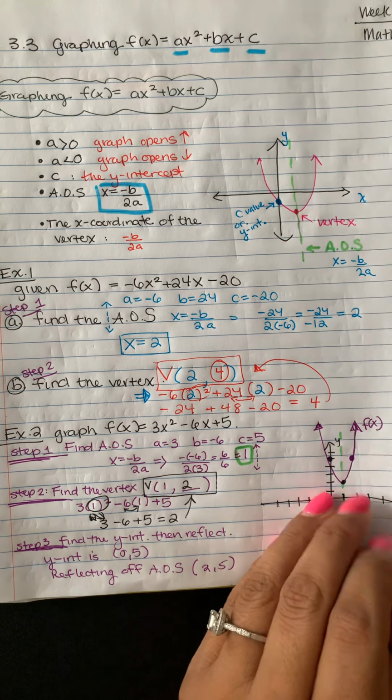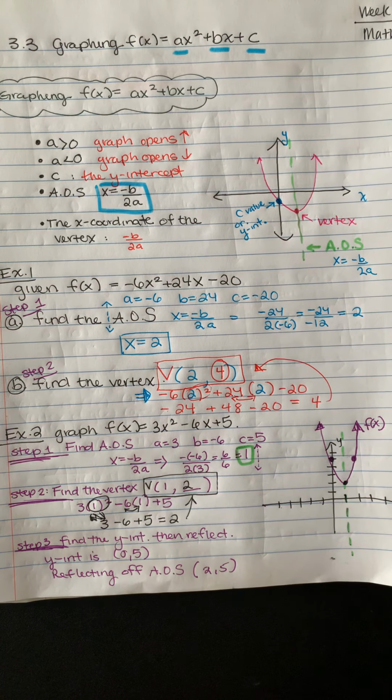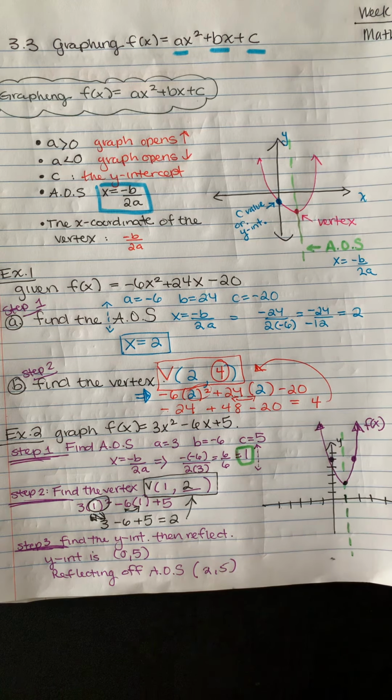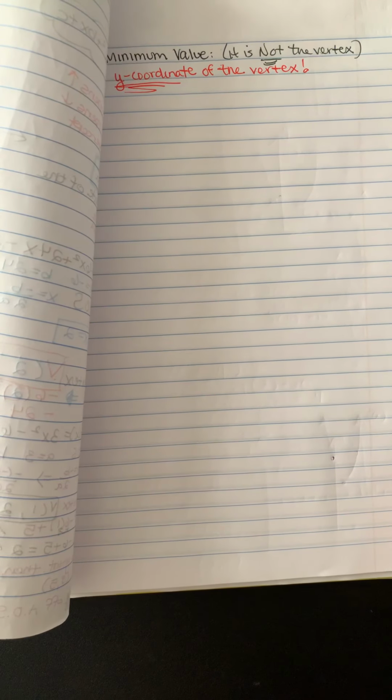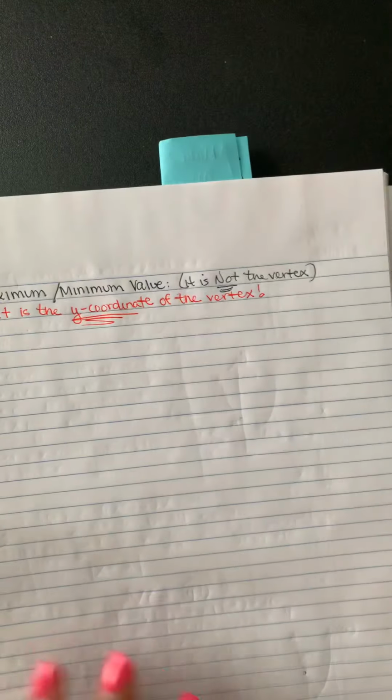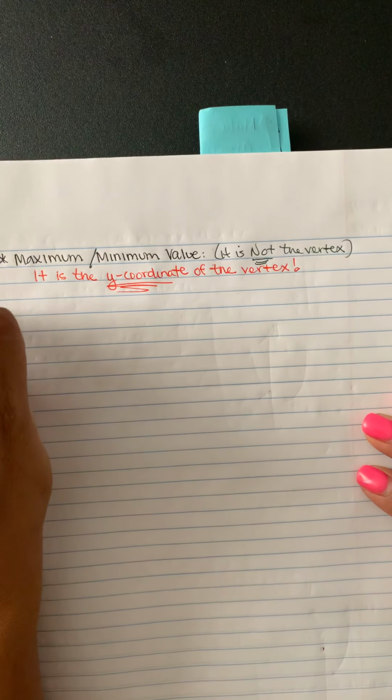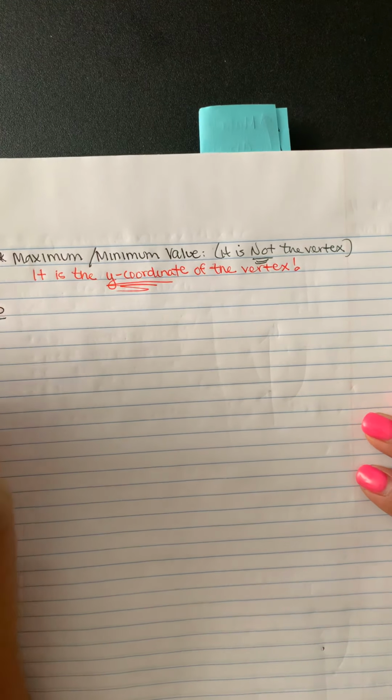Okay? And so what we're going to be doing is looking at an equation. We're going to find the vertex. We're going to do step 1 and step 2, which is find the AOS and the vertex, and decide whether this is a minimum or maximum value based off the graph. So that would be our last example. I don't know why I didn't write it down. Okay. So this is going to be example 3.